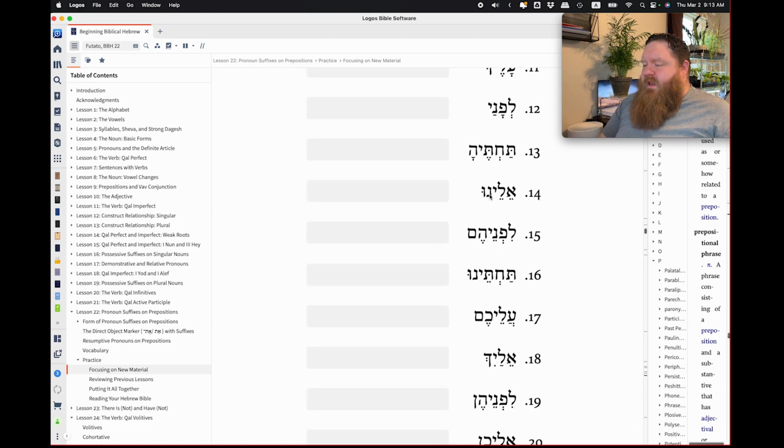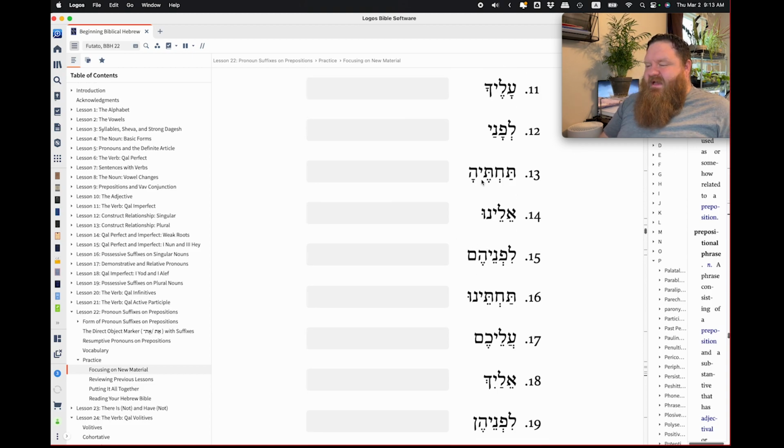All right. Elenu, this is 1CP. Again, the nu is the common suffix between type 1 and type 2 for 1CP. So this would be like into us or toward us. Lifnehem, this is going to be before them. Hem is that 3MP suffix. Tachatenu, this is going to be that 3FS suffix again. That he with kametz is the common theme. In the type 1 endings, it's kametz he with a mapik, and in the type 2, it's he kametz. So just a different order there, but that's still a common theme between the 3FS.